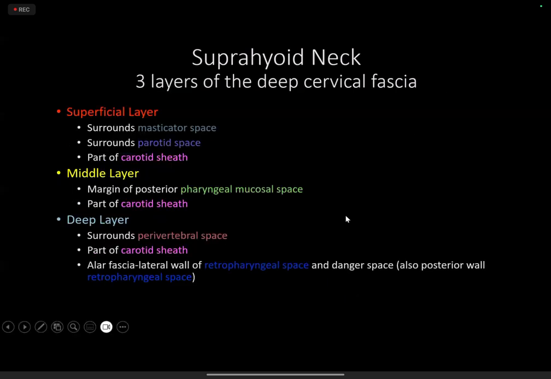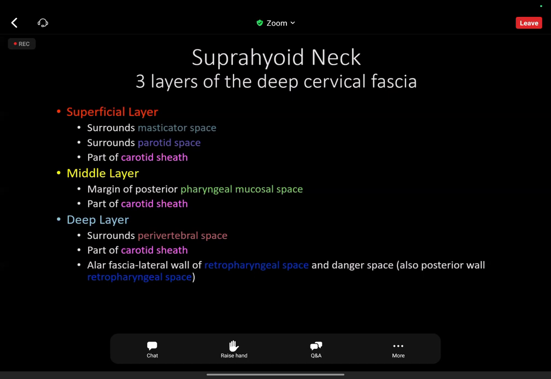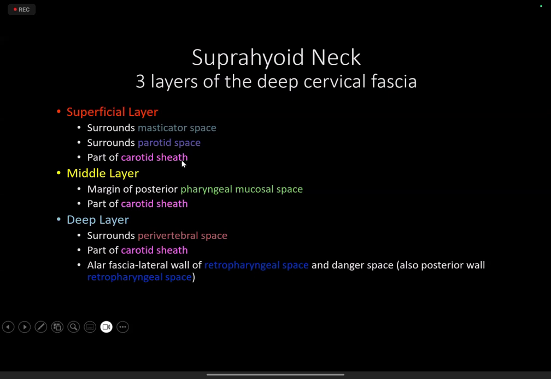So remember that the suprahyoid neck consists of three layers of the deep cervical fascia: the superficial, middle, and deep layers. Now, one of the key take-home points from this slide is that the carotid sheath is bounded by the superficial, middle, and deep layers of the deep cervical fascia. It's the only space that does this.